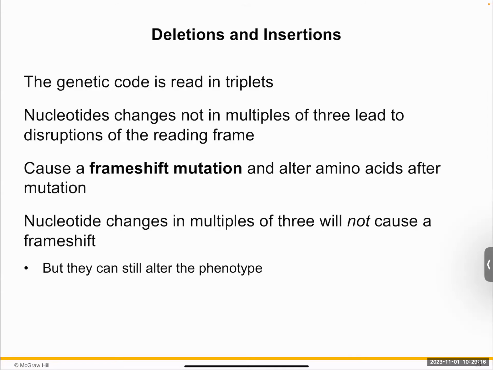If you're adding or deleting one of these individual nucleotides, your whole sequence of codons will be shifted, and therefore the amino acids being synthesized are nothing like the original one you were hoping for. So any deletion or insertion that happens not in a frame of 3 will cause a frame shift.